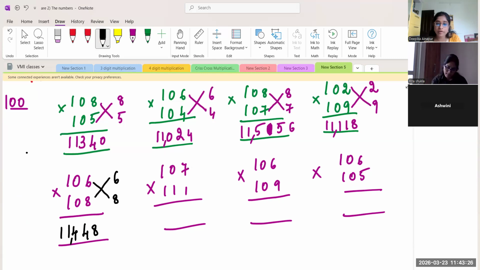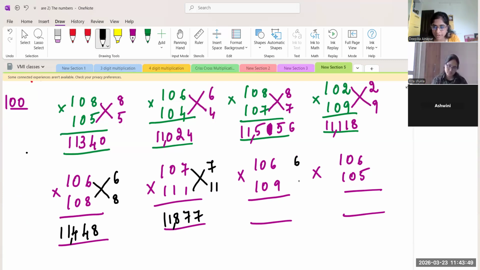11,448. And 107 minus 100 is 7. 111 minus 100 is 11. 7 into 11 is 77. 107 plus 11 will be 118, or 111 plus 7 also will be 118. So the answer is 11,877.